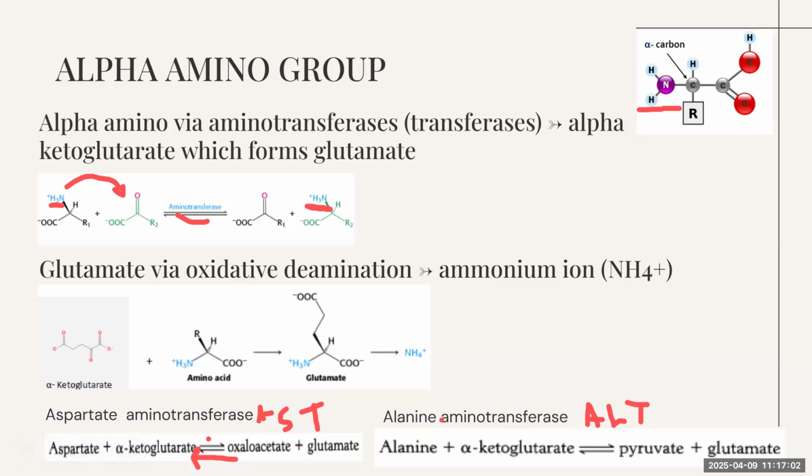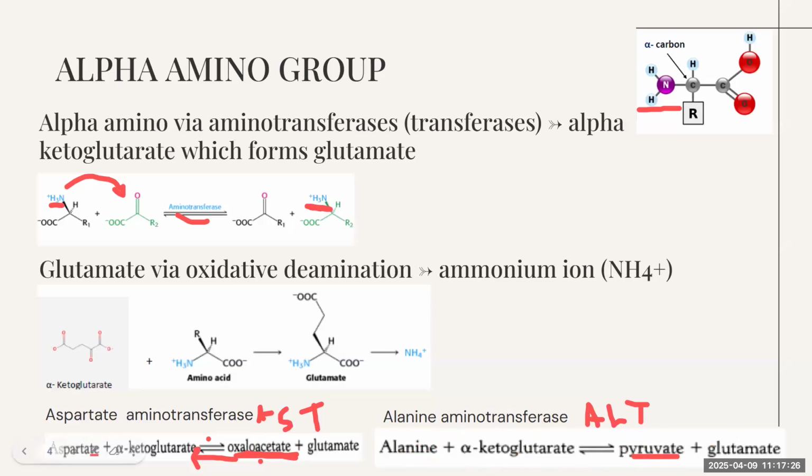Alanine, on the other hand, alanine aminotransferase, catalyzes the reaction of alanine plus alpha-ketoglutarate, which gives you pyruvate and glutamate. Please keep in mind the different energy cycle intermediates.